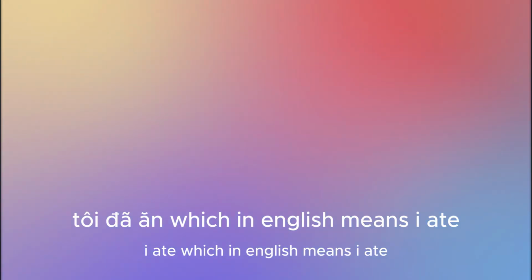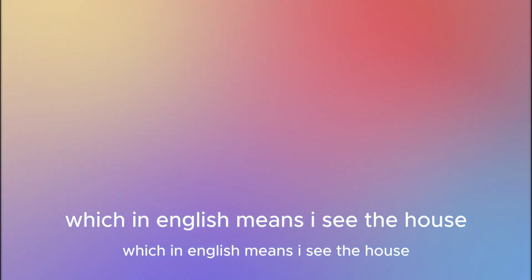Tôi ăn cơm, which in English means I eat rice. Anh đọc sách, which in English means he reads a book. Tôi đang ăn, which in English means I am eating. Tôi đã ăn, which in English means I ate. Tôi thấy ngôi nhà, which in English means I see the house.